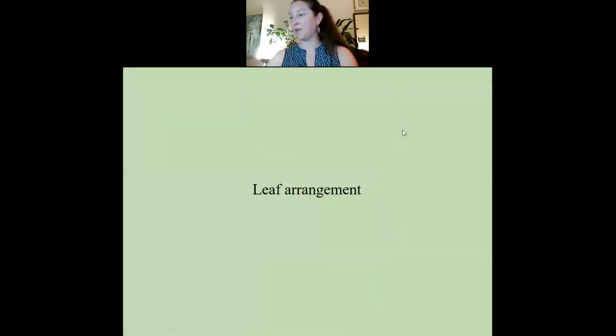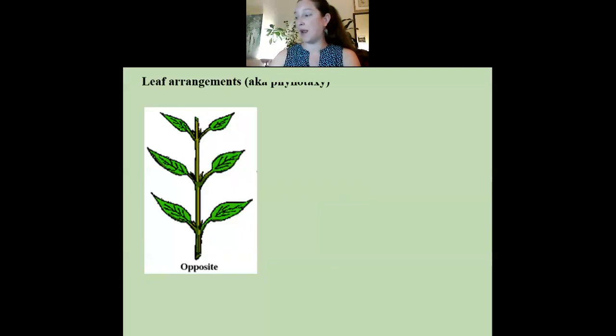All right. So we've already covered the functions of the leaf. We've already covered divisions of the leaf. We've already covered simple versus compound leaves. And now we're going to talk about leaf arrangement. Leaves can be arranged in different ways on a plant, depending on the species. So here is one way that they're arranged.